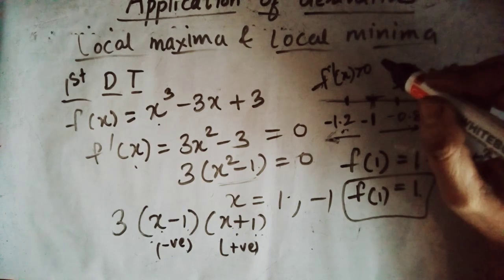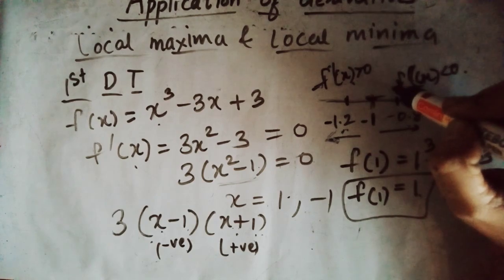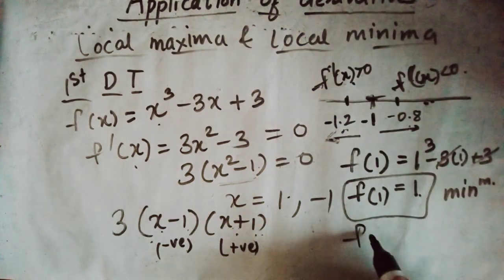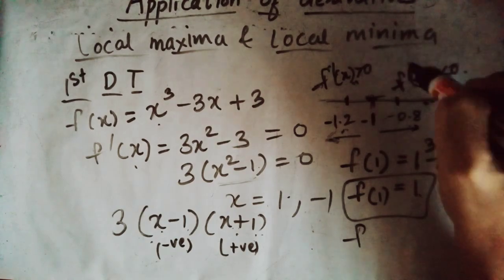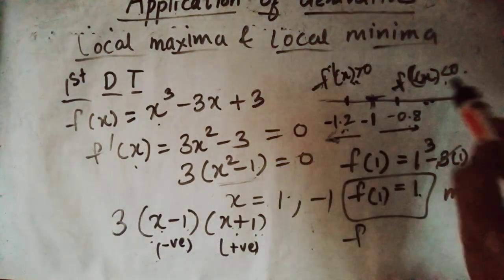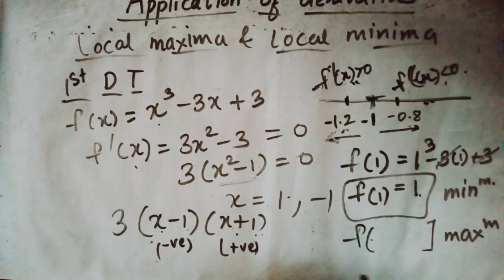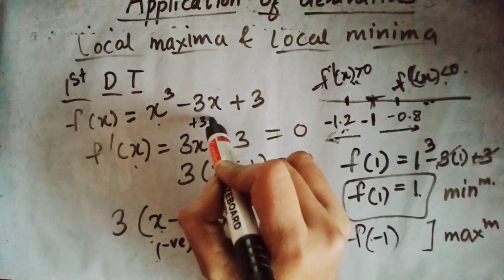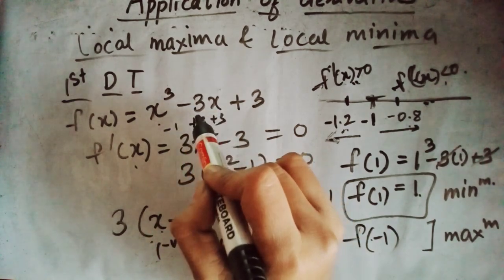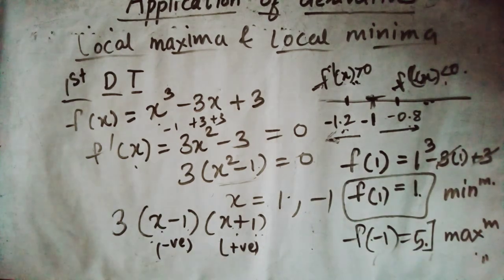So here the function is increasing and then decreasing, so from the highest point it is coming down, so this becomes your maximum. Then for f of minus 1, you put here minus 1 plus 3 plus 3 minus 1, so this will be 6 minus 1, that is 5. So the maximum value is 5.